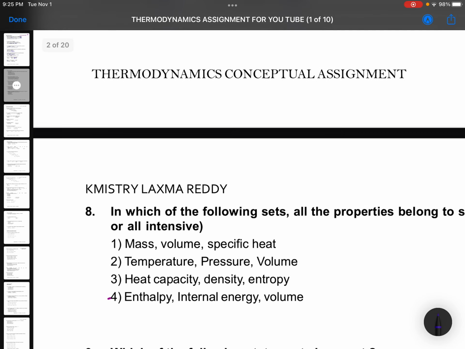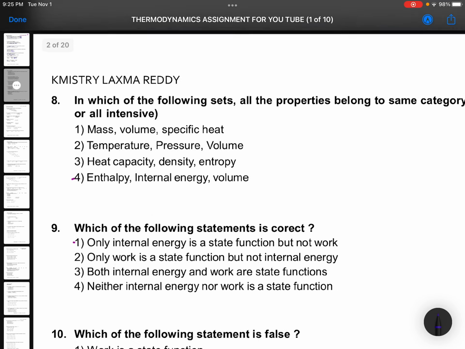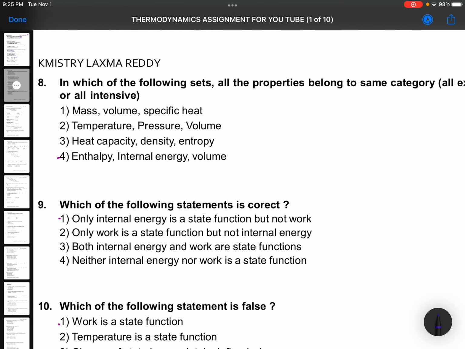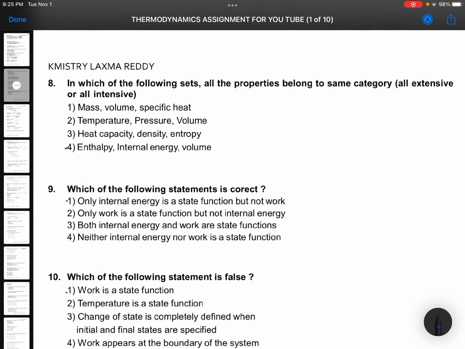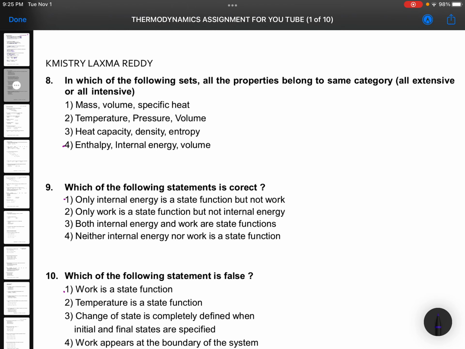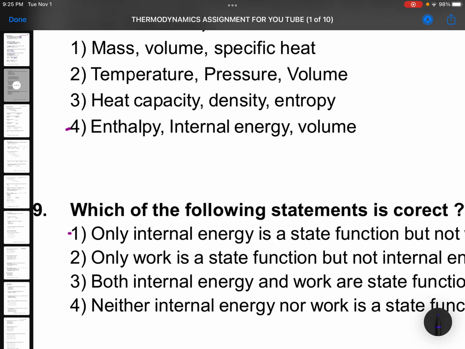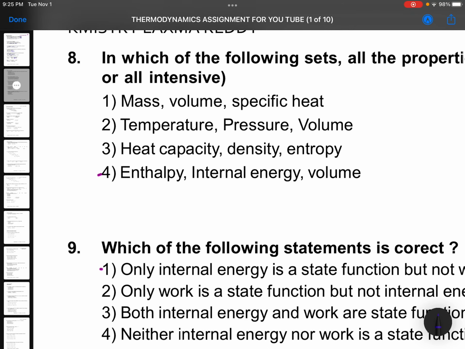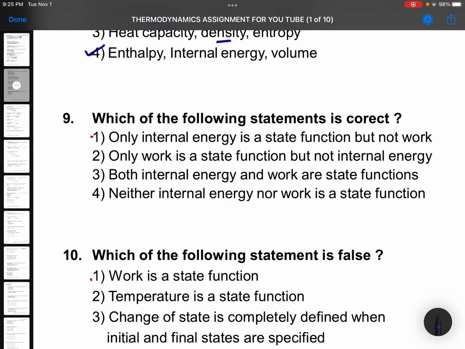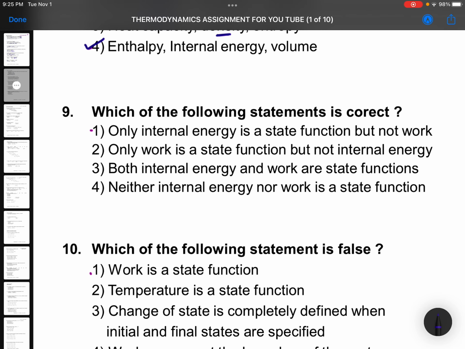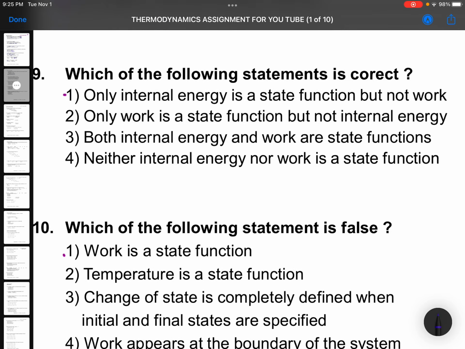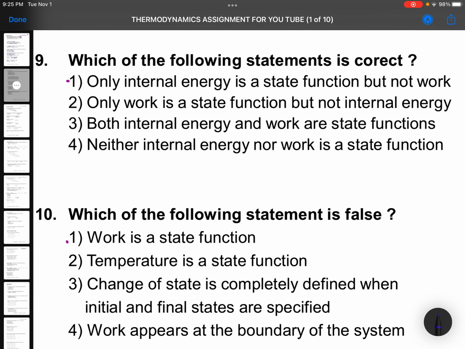Thermodynamics conceptual assignment we are discussing. In which of the following sets do all the properties belong to the same category? All extensive or all intensive? You can see here, temperature is intensive, specificity is intensive, density is intensive. But here all are extensive. Enthalpy extensive, internal energy extensive, volume is also extensive. Extensive means they depend on the mass.